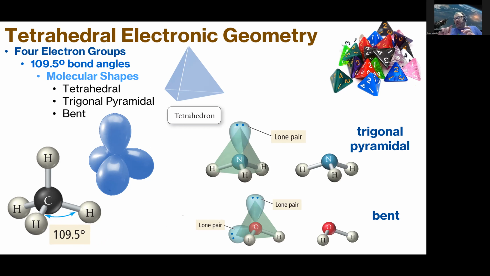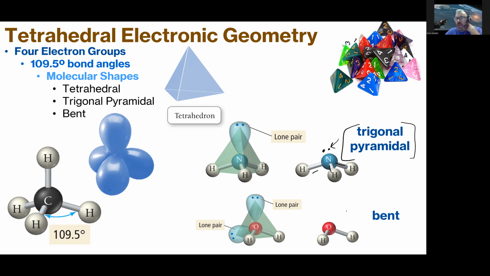Okay, so if we look at ammonia and we look at water, ammonia NH3, remember there's a lone pair on the nitrogen. This is 4 electron groups because we have 1, 2, 3 bonds and a lone pair, so that's 4. So the geometry is tetrahedral, but we call this shape trigonal pyramidal because it's a 3-sided pyramid if you don't count the lone pair, right?